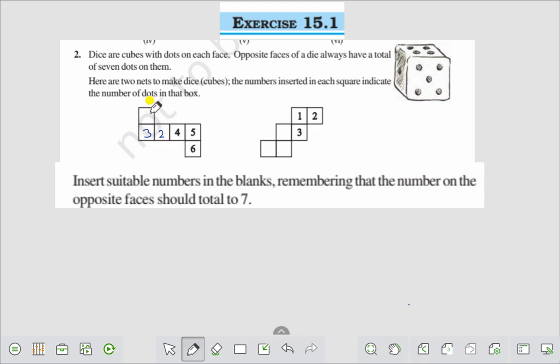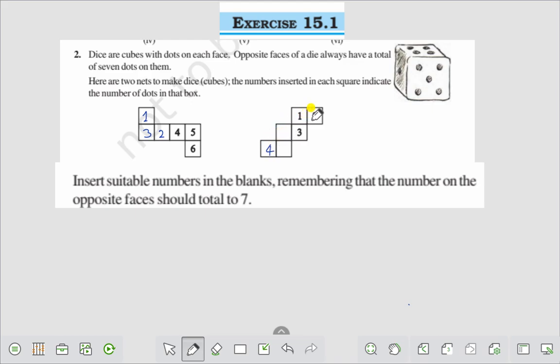right? And here you see this is the 1. Then you can make an exact cube. If we find this one, you see the opposite. If we fold this one, and fold this one, then this is the opposite, right? 3, and this is the opposite of that. That means it will be 4. This is the opposite side of 3. That means it will be 4.